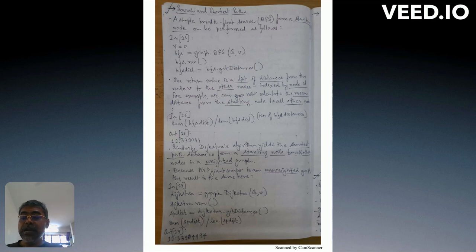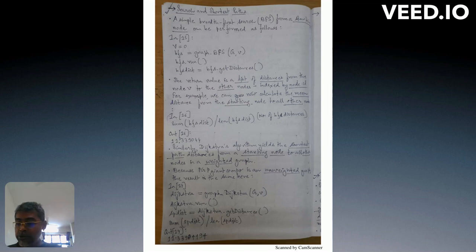With this graph, you call the graph.bfs method. The BFS method takes the graph G and the vertex V from which you want to start the BFS. Then you call the method BFS.run, and BFS.getDistances gives you the distances, stored in the variable BFS distance. The return value is a list of distances from the node V to the other nodes, indexed by node ID. For example, you can now calculate the mean distance from the starting node to all the other nodes. How is it done? You have this function sum. You pass this variable where we have got the distances, BFS distance, and you divide by the length of BFS distance, the number of BFS distances, and it turns out to be 11.3390.